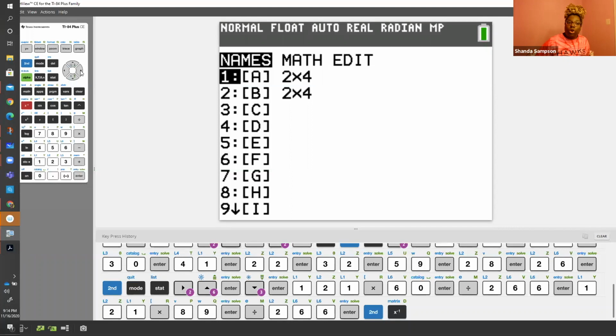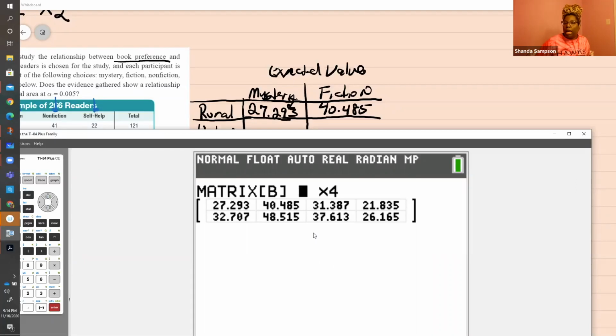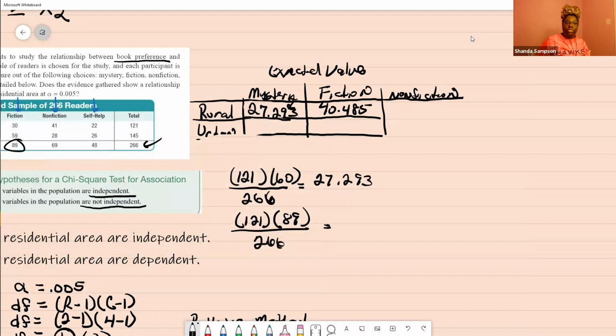Now you can either hit B or you can go over to edit. I like to go over to edit and then go down to B because that's where the expected values are. And you can see here the full chart. So you would copy this full expected value chart onto your paper. We're going to do one more.